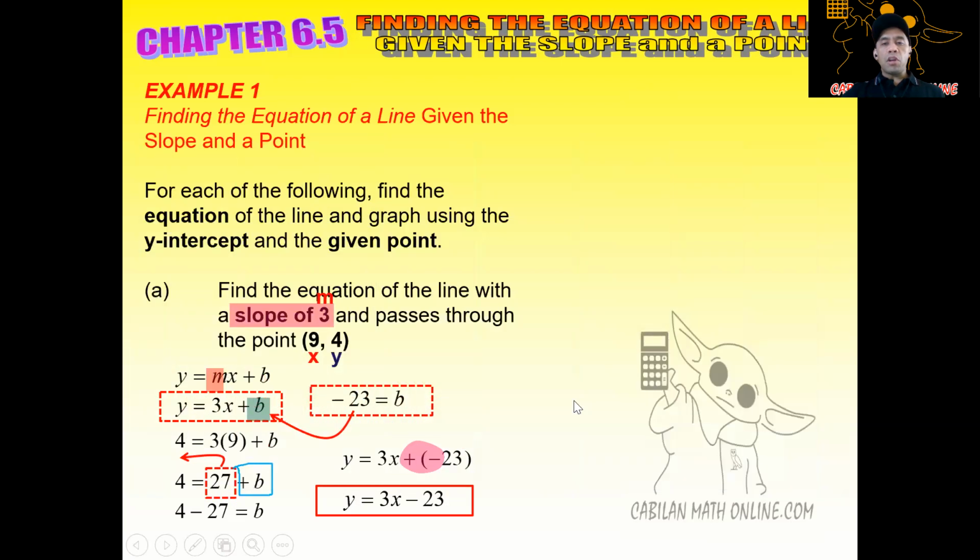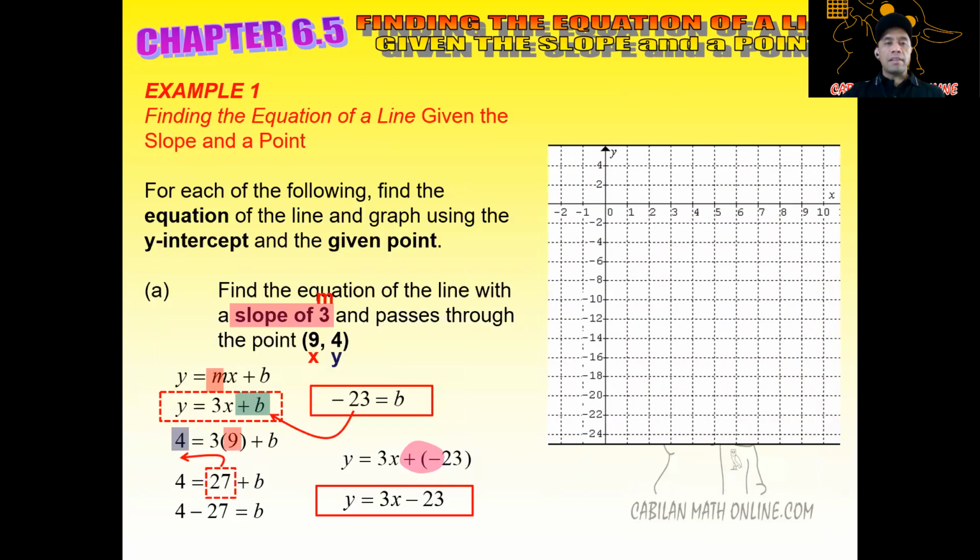Now, this next thing, we're just going to graph this line, just another method that we're going to look at here. And it tells us to use the y-intercept and the given point. So we're going to do exactly that. So you can see here that the y-intercept is going to be the negative 23. So let's plot the y-intercept of negative 23. And then we have another point over here. It's actually right there, the 9 and the 4.